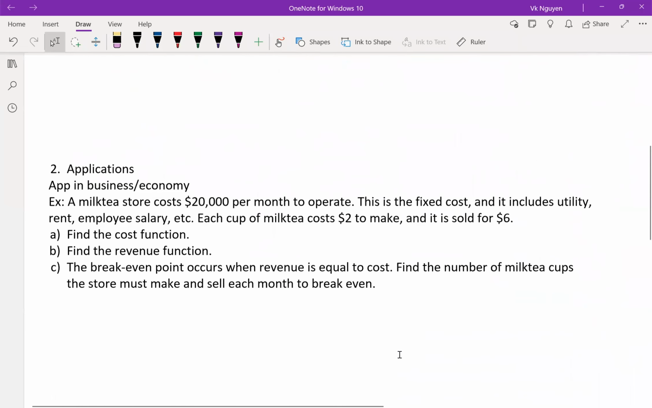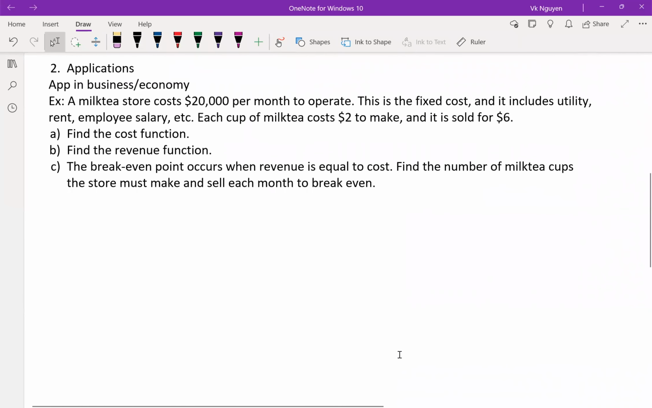Okay, let's move on to the applications. There are many useful applications of linear functions and linear equations in real life. First application is in business and economics. For example, a milk tea store costs $20,000 per month to operate. This is the fixed cost, and it includes utilities, rent, employee salary, etc. Each cup of milk tea costs $2 to make, and it is sold for $6.